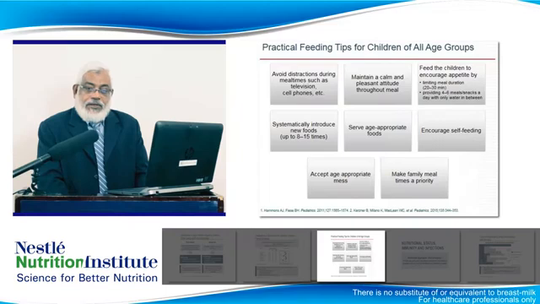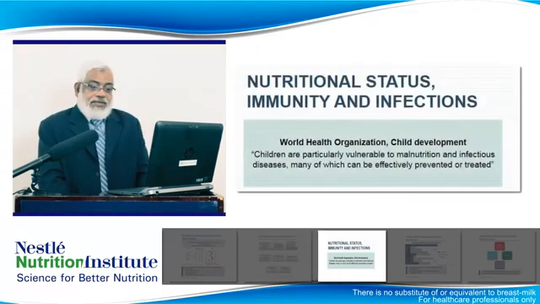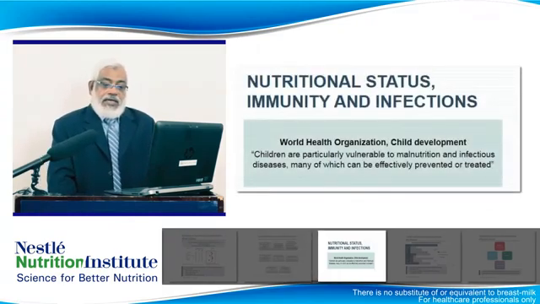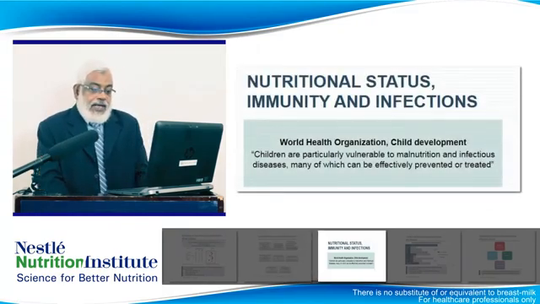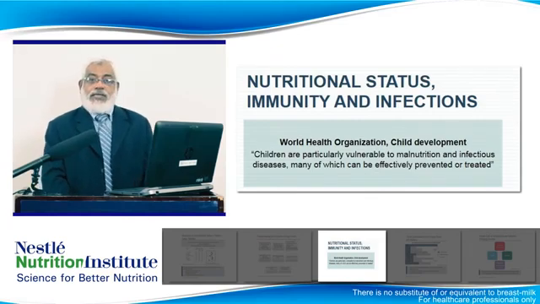Accept age-appropriate mass. Make family meal time a priority. Nutritional status, immunity and infections. Children are particularly vulnerable to malnutrition and infectious diseases, many of which can be effectively prevented or treated.